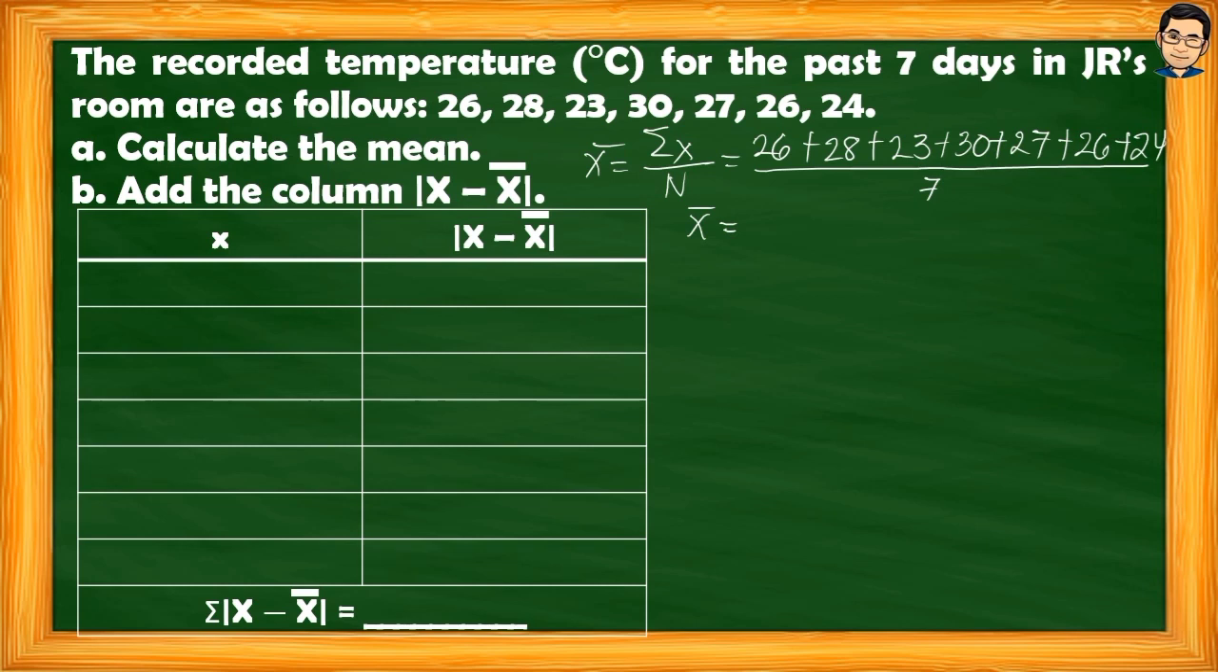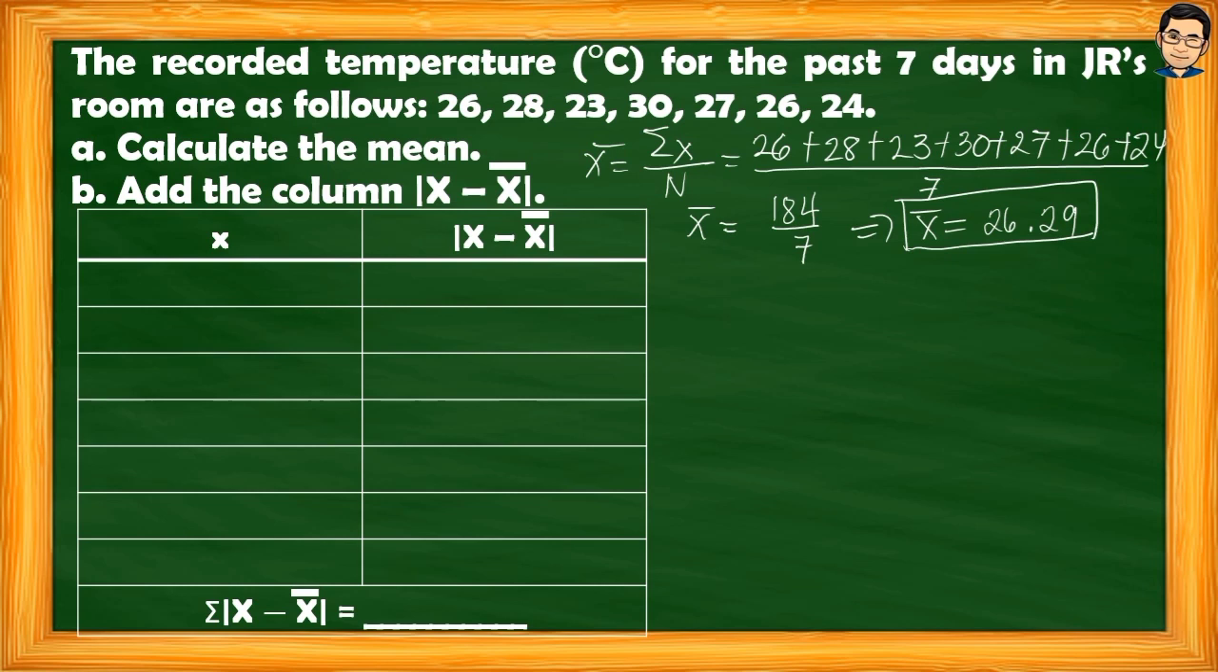So, 26 plus 28, that is 54, plus 23, 77, plus 30, 107, plus 27, we have 134, plus 26, 160, plus 24, we have 184. And then, i-divide natin yung 184 sa 7. So, yung mean natin is 26.29. So, approximate lang yan. So, 26.29.